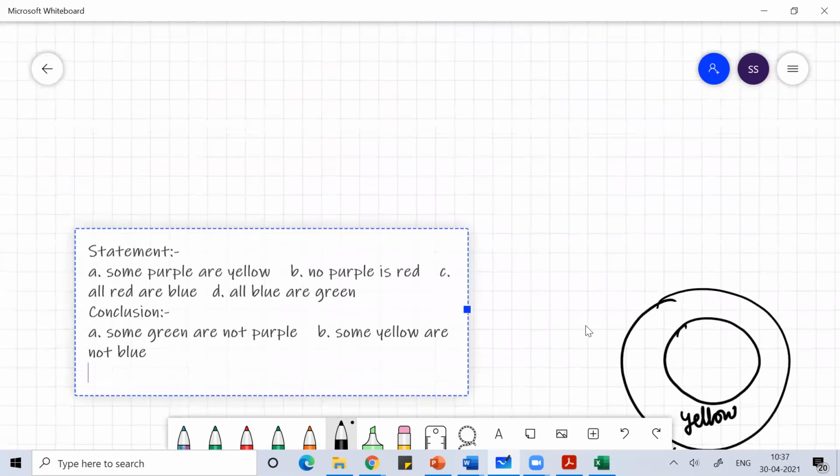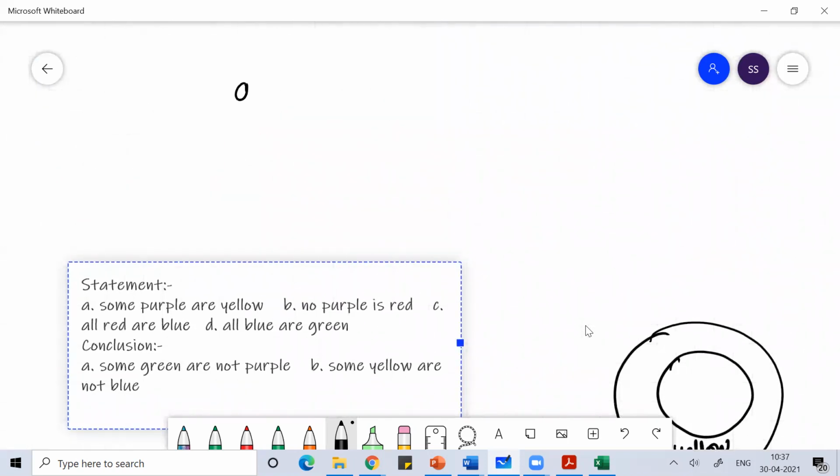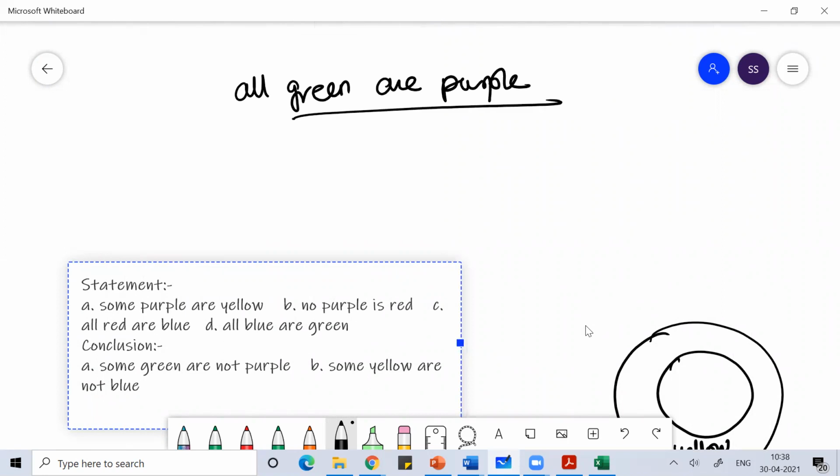So you have to do this. Some green are not purple means I have to prove or disprove that all green are purple. All green are purple. I need to prove or disprove this. So again I have to draw the diagram.